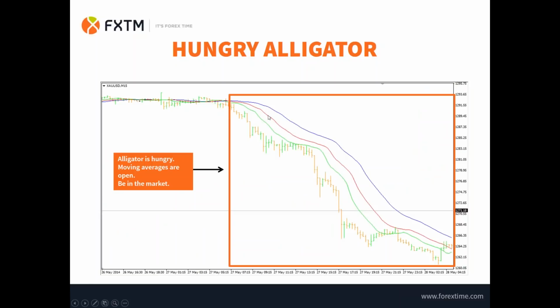Do you see? The lips, the teeth, and the jaw, they open up and they follow a downward direction in this case. And after a long sleep, the alligator is very hungry, and the alligator wants a lot of tips, right? And on the way down, it's going in a very nice fall, a very nice downturn. And here, of course, it's a very good place to be in the market during a trend, guys. Nothing difficult. When the alligator is hungry, it means that there is a trend.